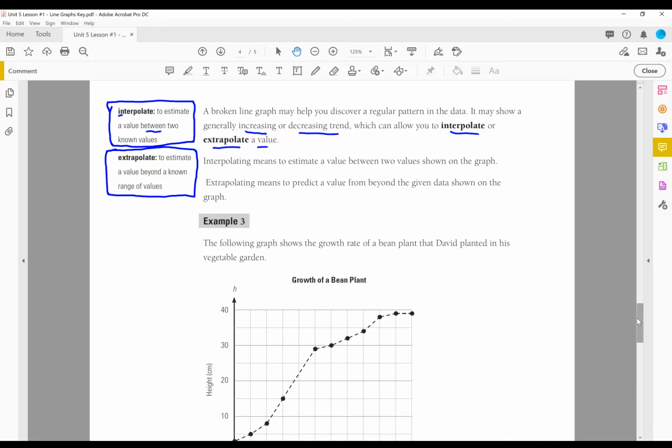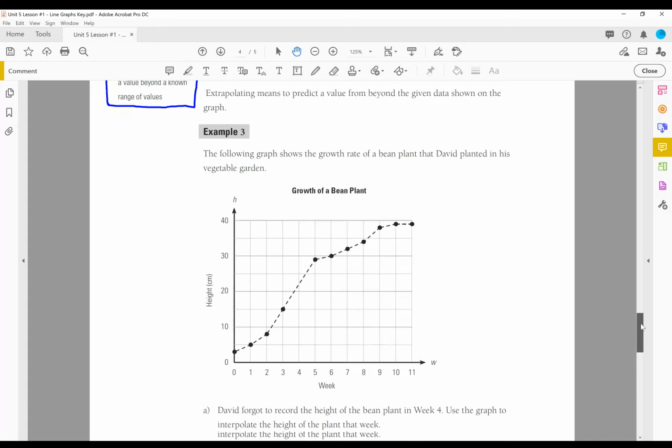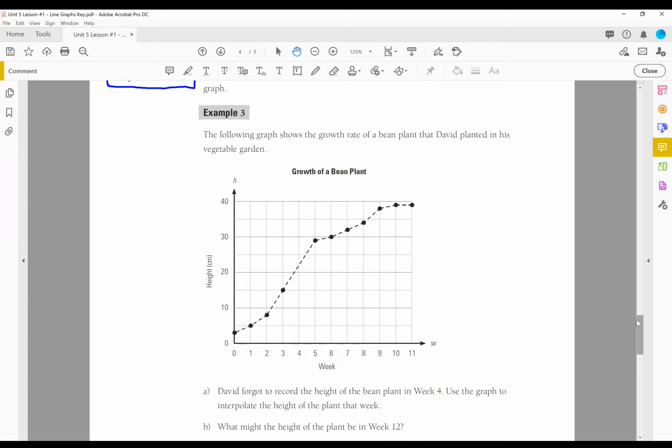So outside, it's extra information. It's outside of information we already know. I'll show you what I mean exactly by that. Here it says interpolating means to estimate a value between two values shown on the graph. Extrapolating means to predict a value from beyond the data shown on the graph. So interpolate is inside the data, extrapolate is outside the data.